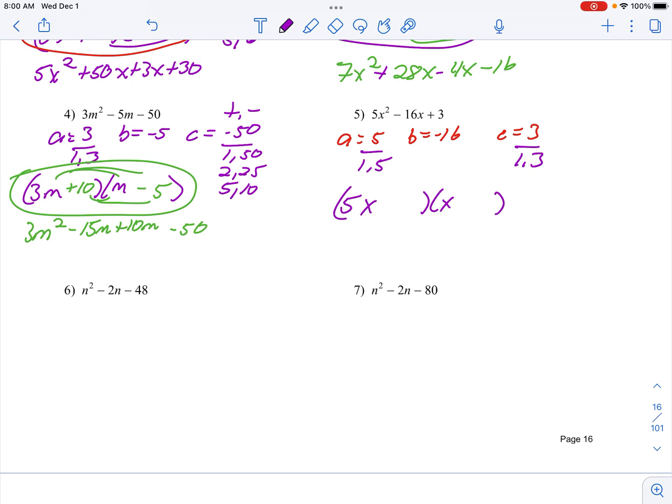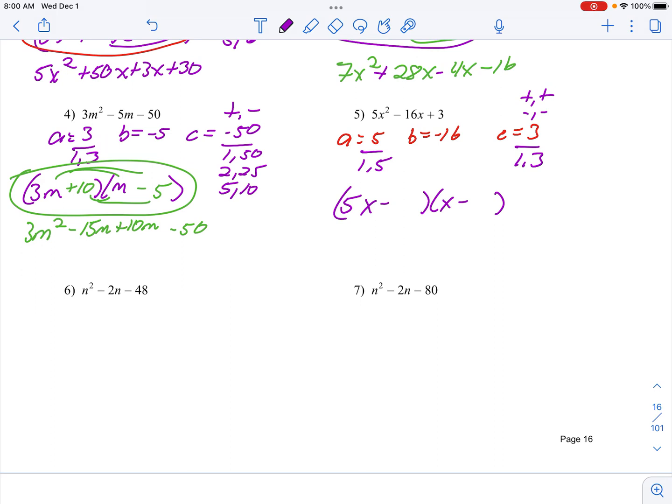I have a positive 3. Positive only happens through multiplication, so that means the signs have to be the same in this case. Well, I go back and look at the polynomial, and I have a negative in there. And the only way to get a negative is if I use two negatives. Two negatives multiplied together to give me a positive, and they will add together eventually to give me a negative.